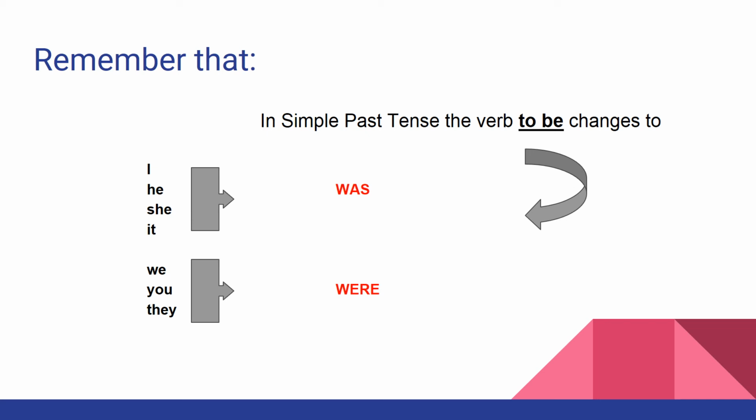Remember that in simple past tense, the verb to be changes. With I, he, she, it, the verb to be becomes was, and with we, you, and they, the verb to be becomes were.